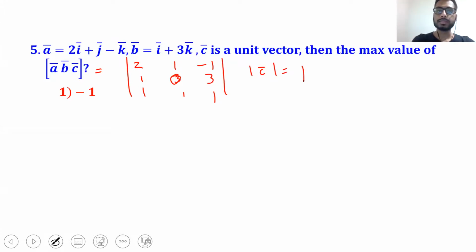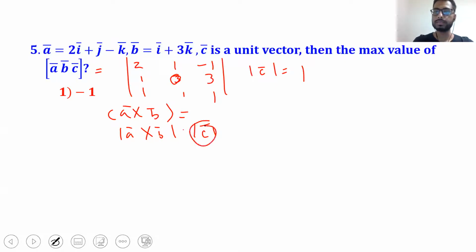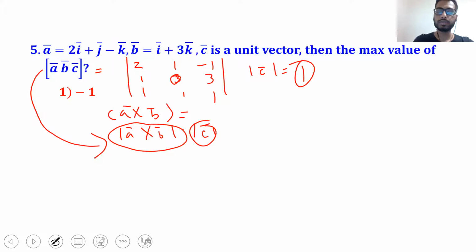So what I can do is, I can first find value of A cross B, then I'll find magnitude of that term A cross B and multiply that with magnitude of C, and value of this magnitude of C is given as 1. So my answer of this term [A B C] is actually going to be equal to magnitude of this term.